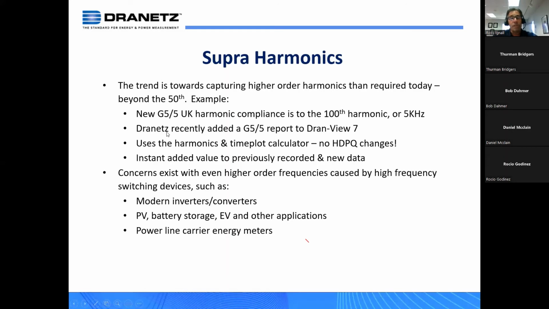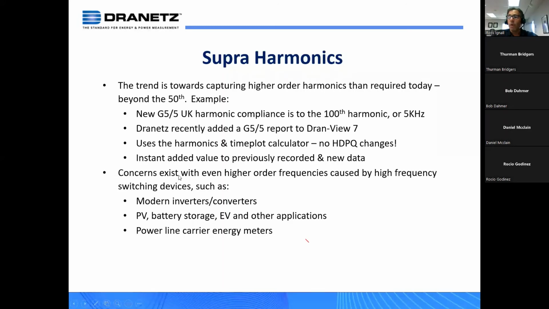So what we recently did to our Dranetz 7 software is add a G5/5 harmonic report. We did not have to change our HDPQ or any of our other meters to do this because, as I said before, our digitization was more than ample to go up to 100 harmonics. What we did is use the harmonic and time plot calculator capabilities of Dranetz to do this computation for us, and we're going to show you that when we get to the hacks section of this webinar. So there were no changes, and this provided instant added value to your previously recorded data. We just provided that in our latest Dranetz 7 update.